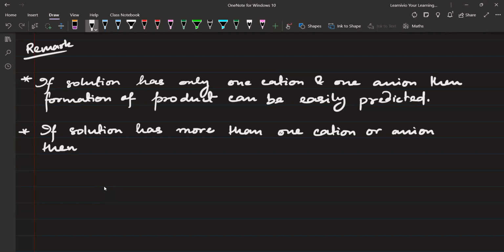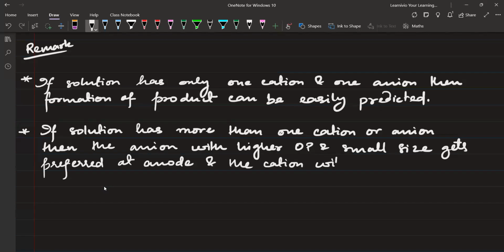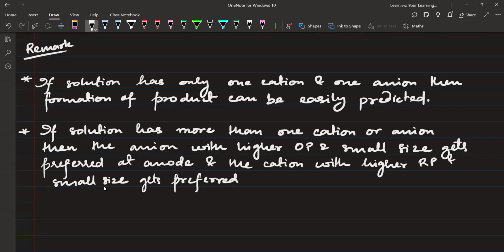If the solution has more than one cation or anion, then the anion with higher oxidation potential, and also size plays a matter, and small size gets preferred at anode, and the cation with higher reduction potential and small size gets preferred at cathode.